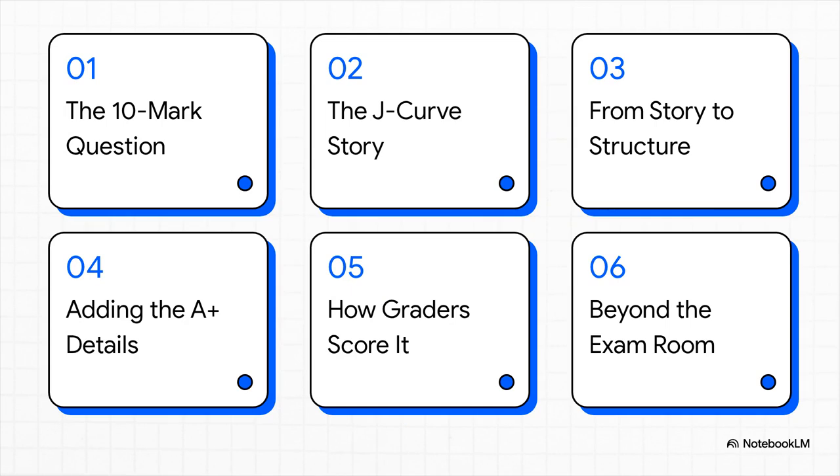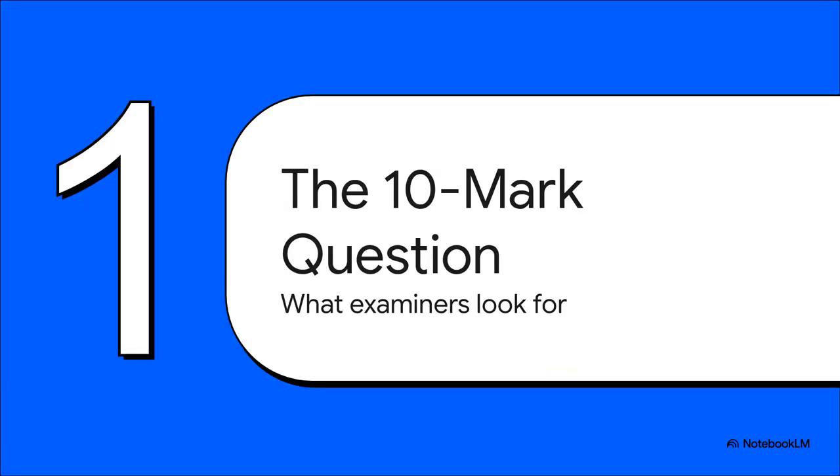Okay, so here's our game plan. First, we're going to break down what the question is really asking. Then we'll build the simple story behind the J-curve. After that, we'll turn that story into a formal, structured answer. And then we'll add those little A+ details that really make it shine. We'll even peek behind the curtain and see how a grader would score this before we talk about why any of this actually matters outside the classroom. All right, let's jump right in.